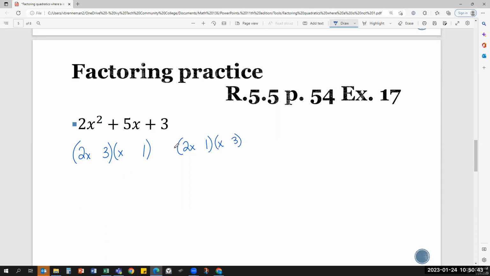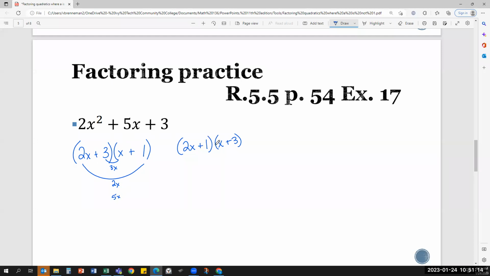We do have positive, positive, so I know it's all going to be pluses, so that simplifies things a little bit also. I could have 2x plus 3 times x plus 1, or 2x plus 1 times x plus 3. I figure out which one by looking at those outside and inside multiplications. For 2x plus 3 times x plus 1, I get a 3x and a 2x. Those add up to 5x. So if that was my first guess, I got lucky. That was the correct one.